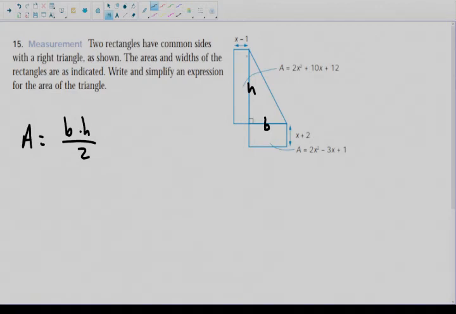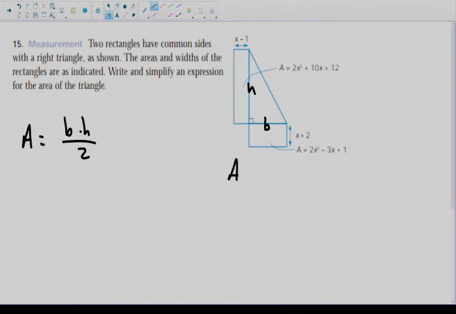And the same thing goes with the height. This rectangle's area is given, the width is given. We need to find the length of that rectangle, which corresponds to the height of the triangle. Well, how do we find a length given an area and another length in a rectangle?